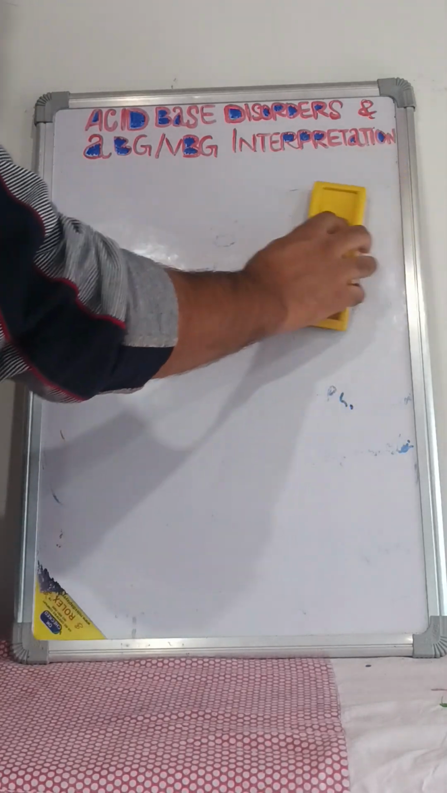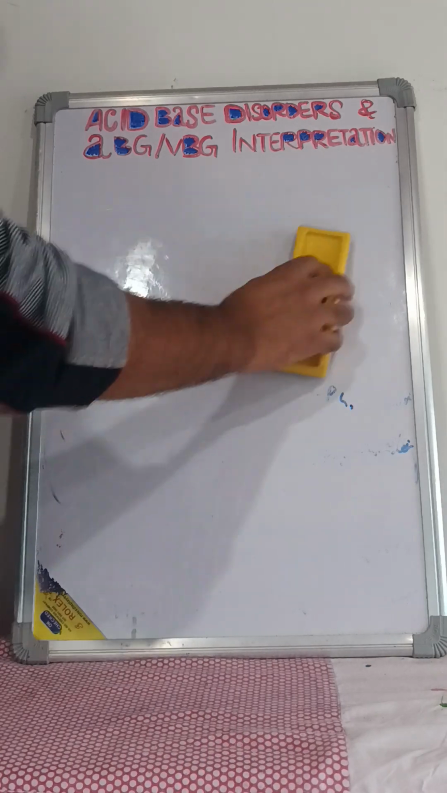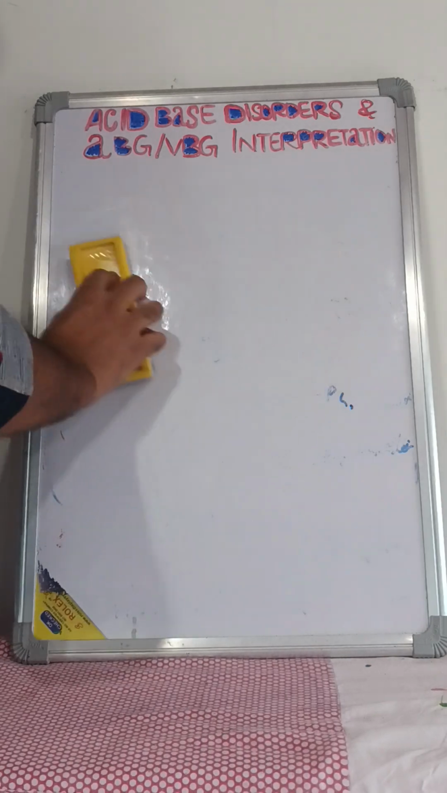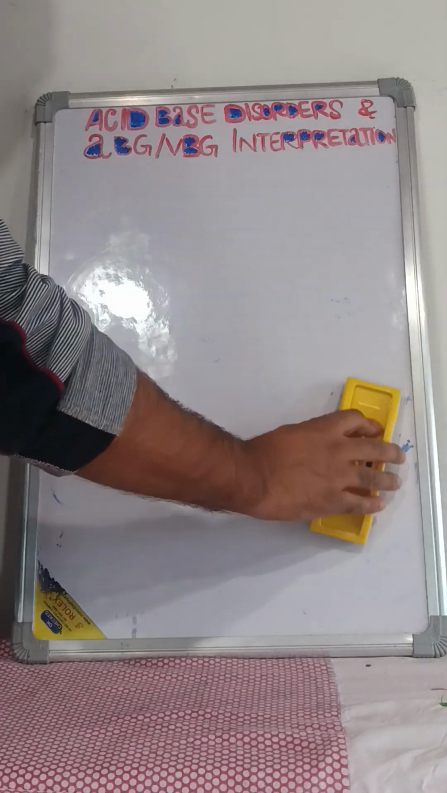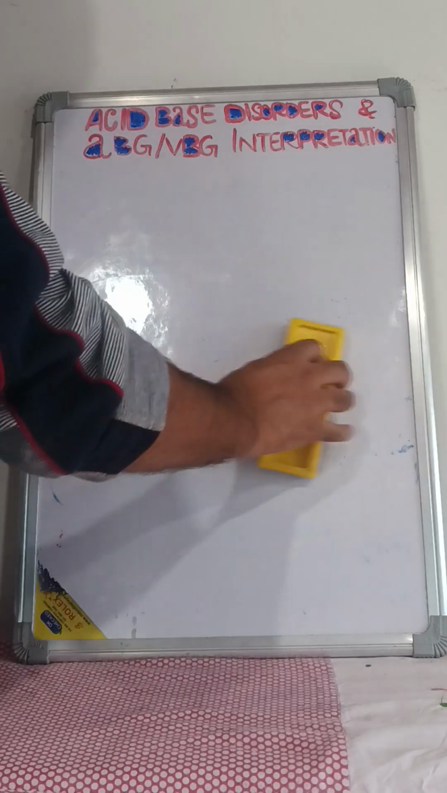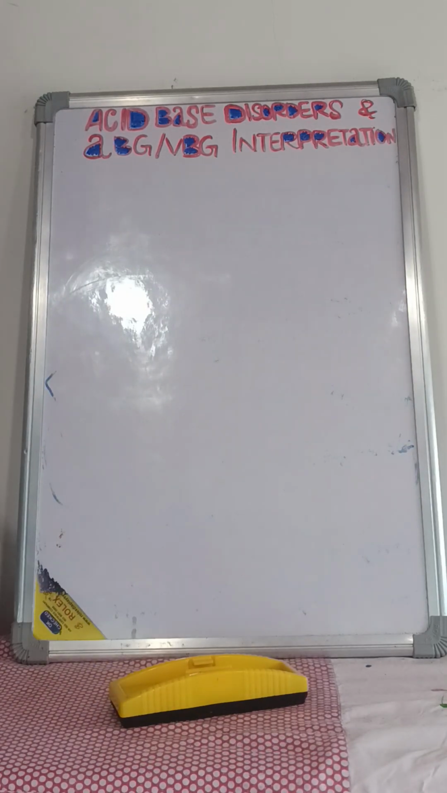All this is basics, and you have to remember all of it. Now our second lecture will be the interpretation of arterial blood gas analysis. I think this is enough for today. We will meet in another lecture with the interpretation of acid-base disorders.